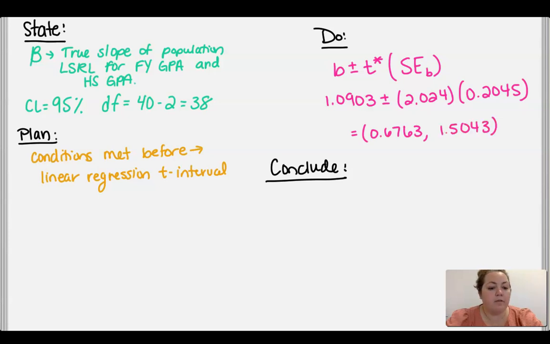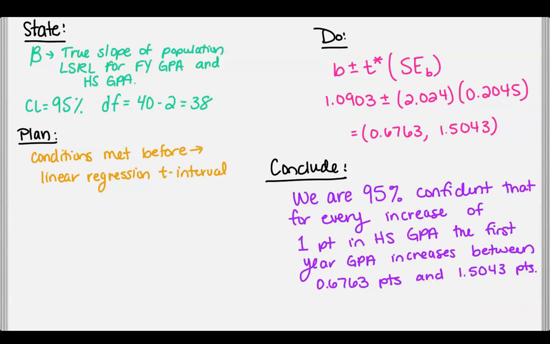to 1.5043. So we are 95% confident that for every increase of 1 point in high school GPA, the first year GPA increases between 0.6763 points and 1.5043 points.